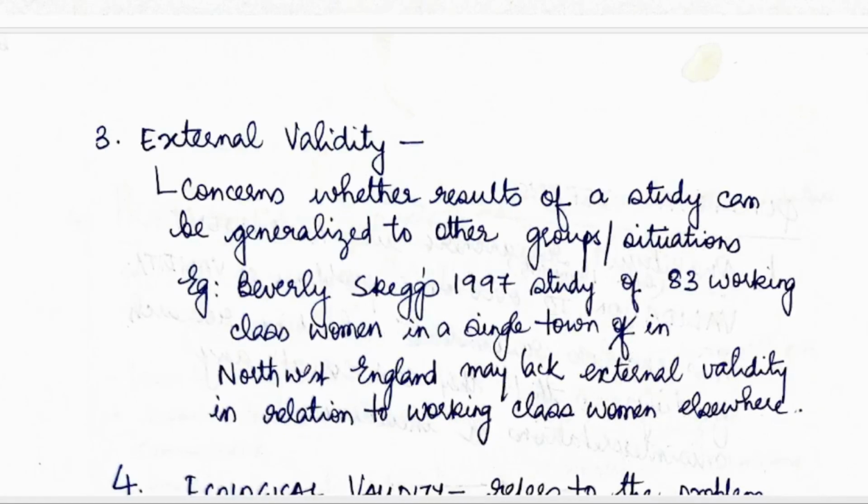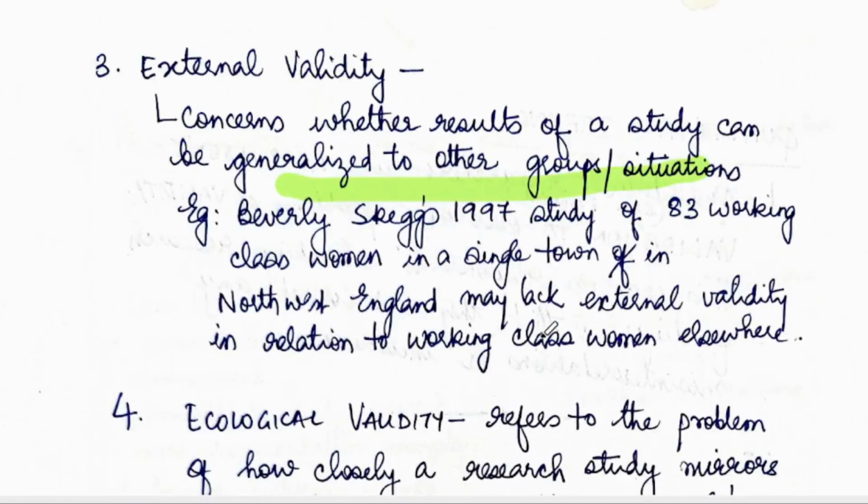Third, we come to external validity. This asks, can our findings be applied to other people or situations? It concerns itself with whether results of a study can be generalized to other groups or situations. For example, Beverly Skeggs in 1997 studied 83 working class women in one single town in northwest England. Now, her conclusions may not fit all working class women everywhere. Therefore, this study has limited external validity.